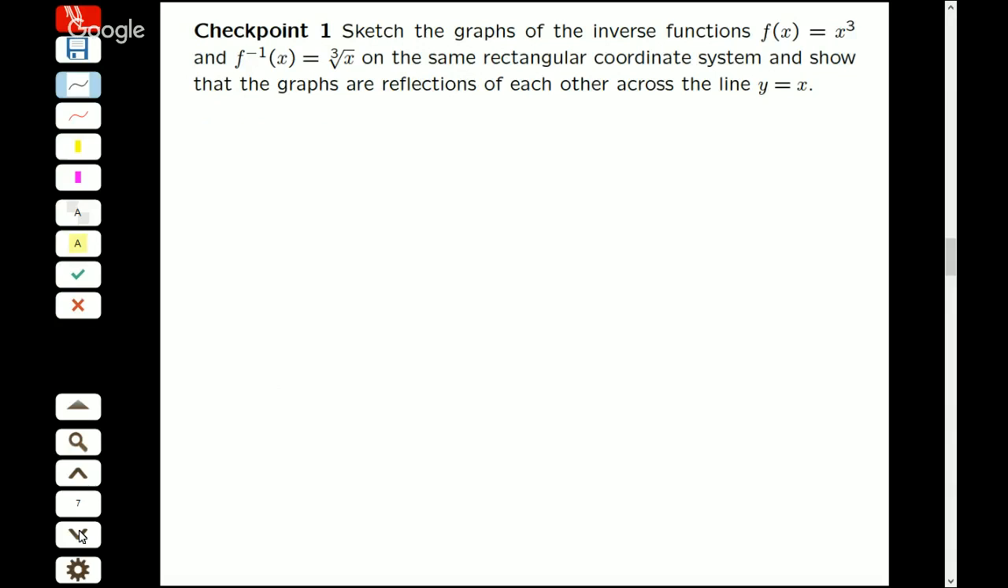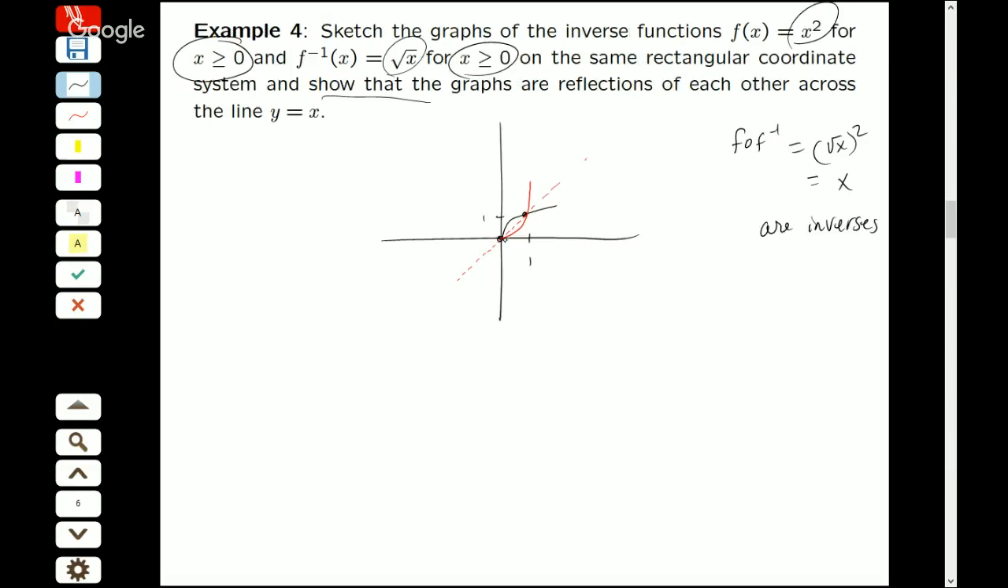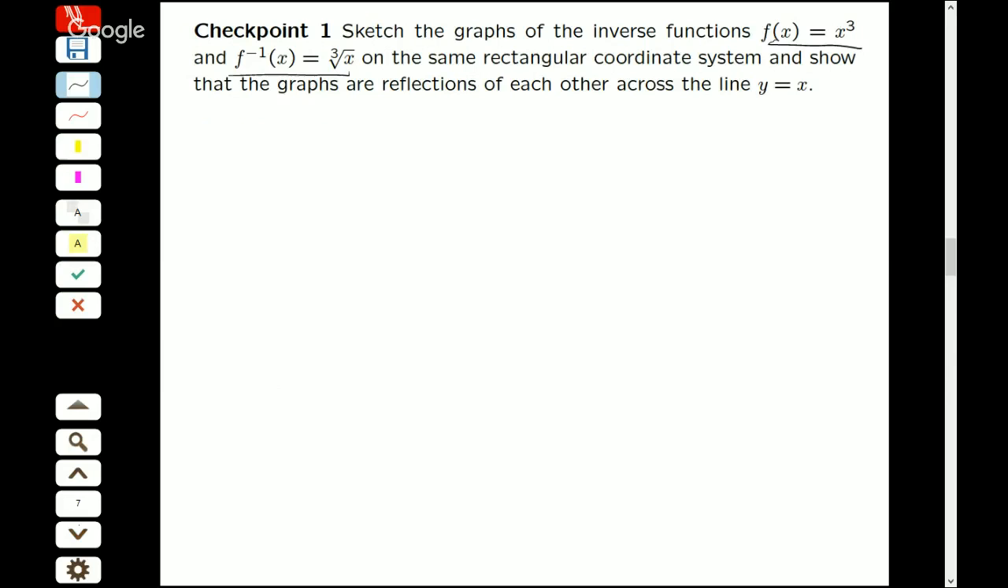You're sketching this function right here and this function right here, just like I did up here. You're just sketching them on the graph, and then draw your line y equals x across it. That's what you're doing. If you don't remember the shapes of them, section 1.6 notes on E5 has the shapes.